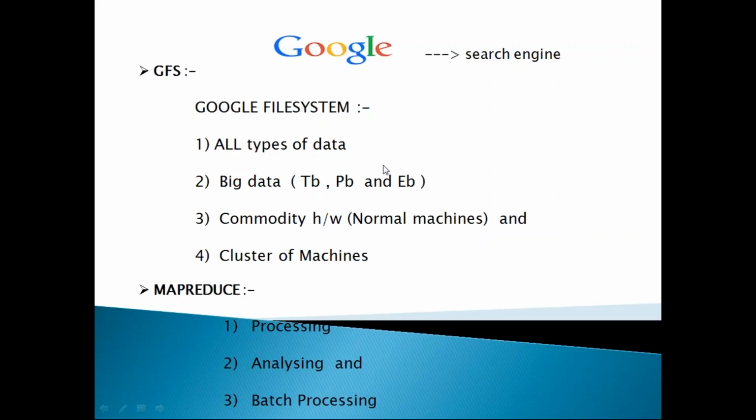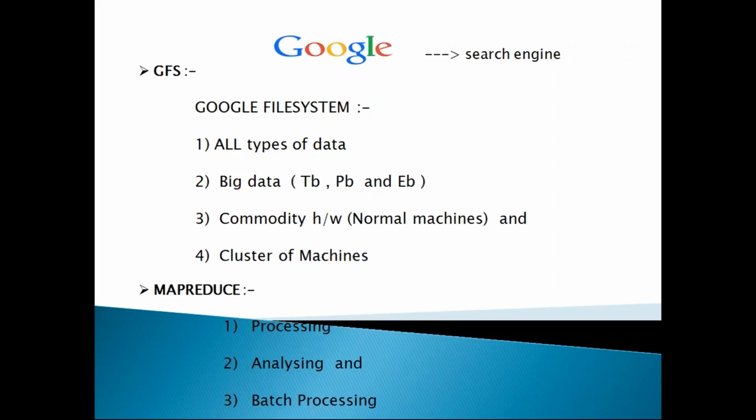And here we do not require expensive machines or expensive servers. If you want, you can use them, but if you do not have the facility to purchase expensive servers, you can go with commodity hardware. That means normal machines that we use regularly at home, with 8 GB RAM and 1 TB hard disk, which is enough to install GFS. And the biggest thing about GFS is that it will not store data on a single machine. It stores a single data across multiple machines. That is called a cluster of machines.